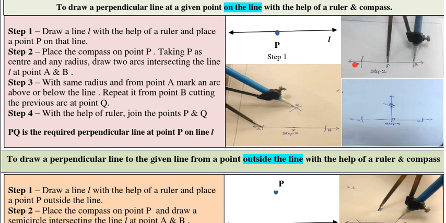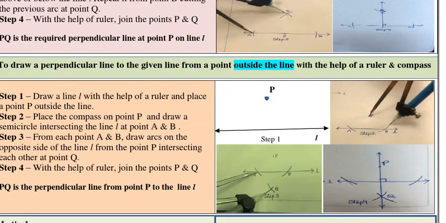Then the next step is, with the same radius and from points A and B, mark an arc above or below the line. Repeat it from point B, cutting the previous arc at point Q. Now you can see the third step: we take point A and draw one arc like this. From point B we draw another arc like this, and this will form our point Q, which will be part of PQ. Then the fourth step: with the help of a ruler, join the points P and Q. Simply we join them, and now our perpendicular line is ready.